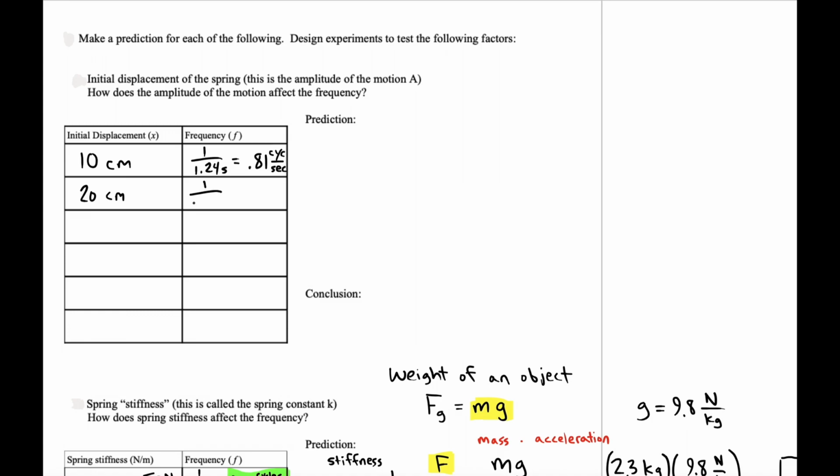So 1 over 1.25 gives us a frequency of 0.8. So there was no change.